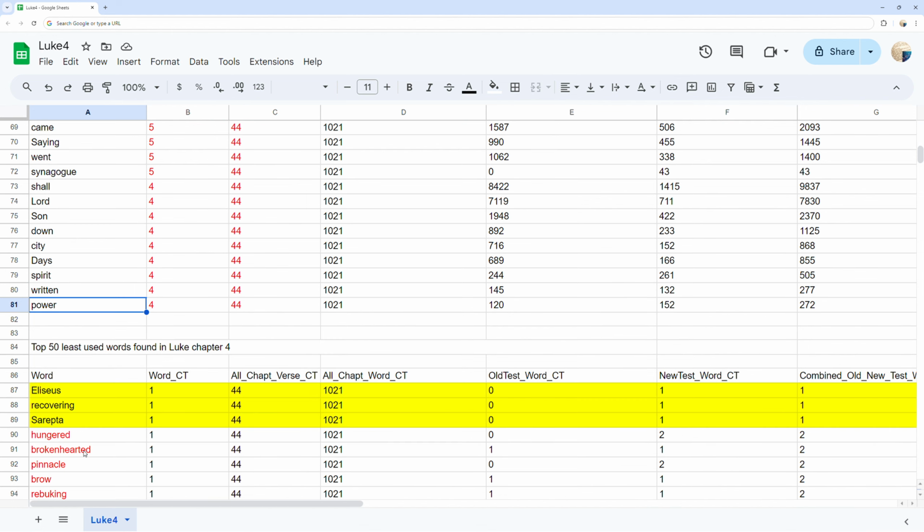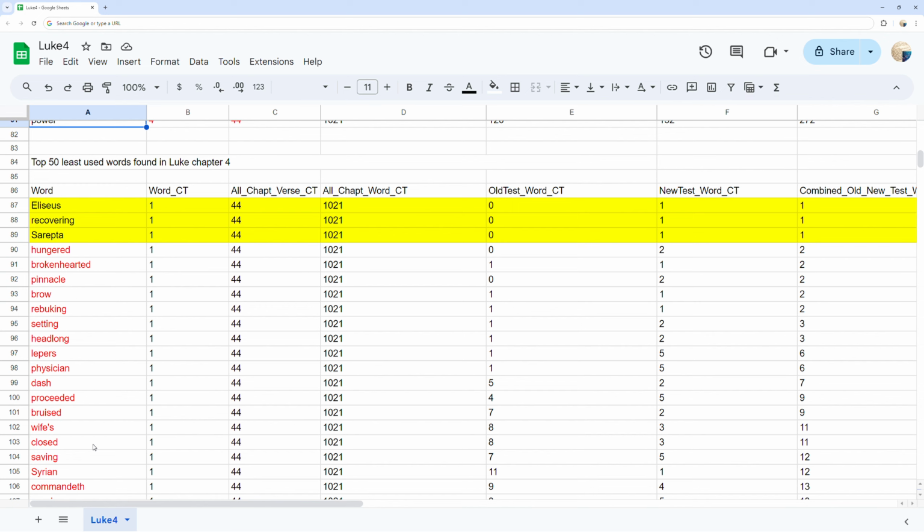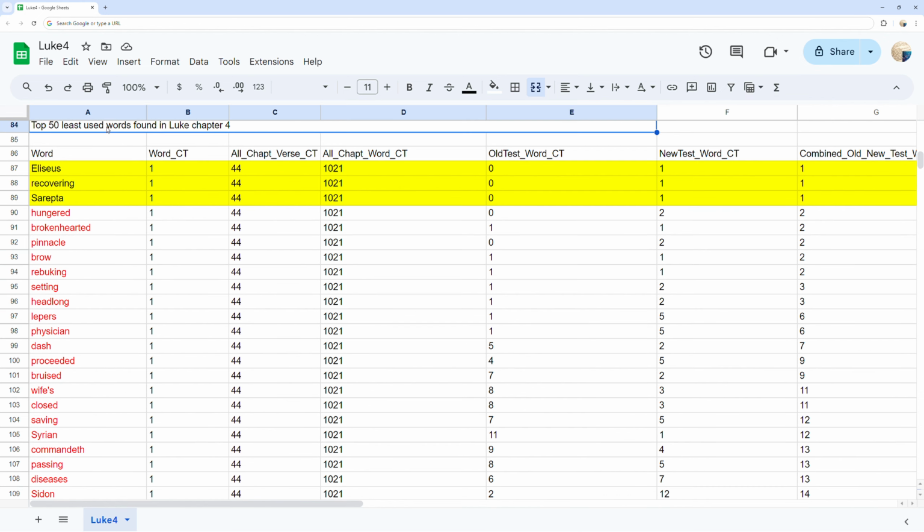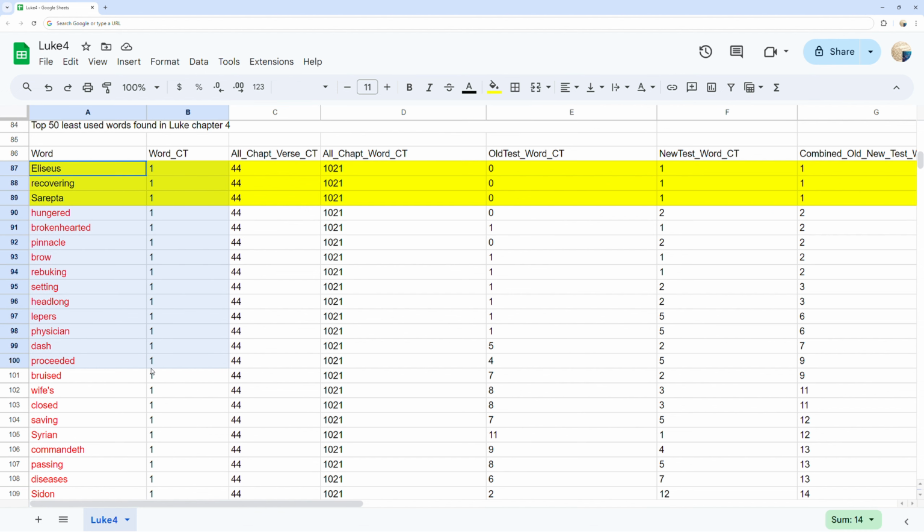Top 50 least used words found in chapter 4. You can see the least frequent words in Luke chapter 4 and the word count for each. As well, you can compare that to the total times those words are used in the whole of each Old Testament, New Testament, and both Old and New Testaments.